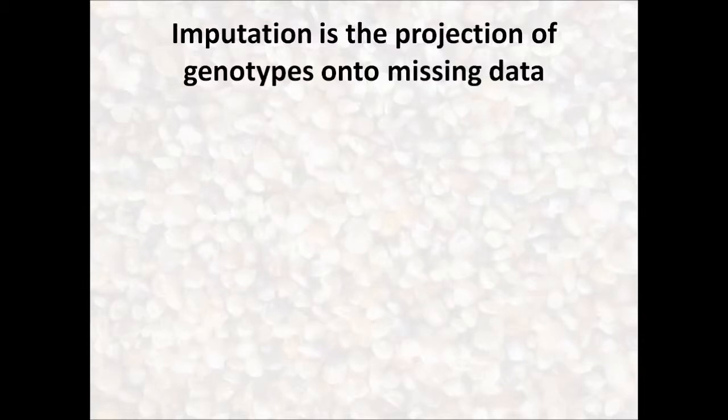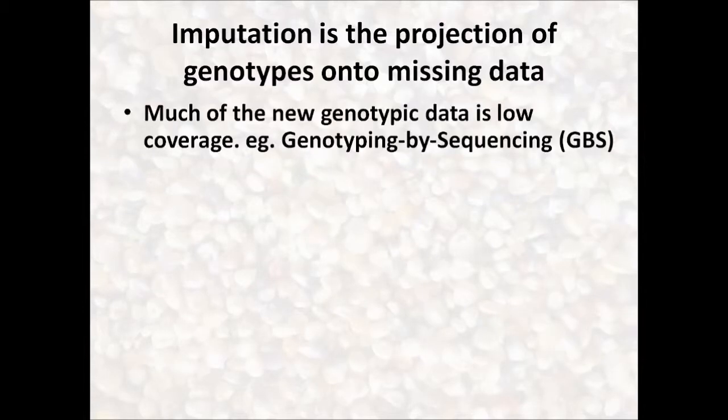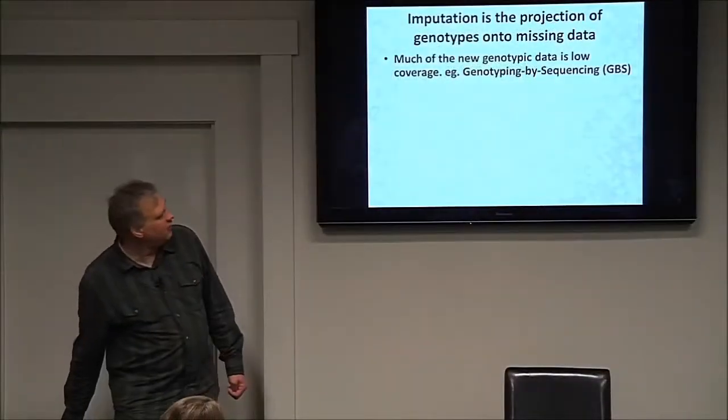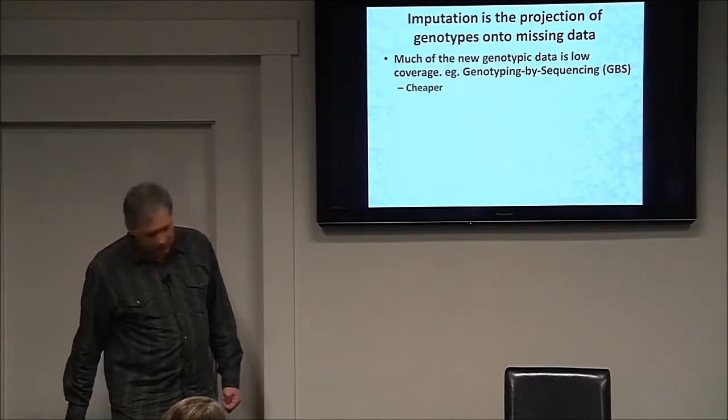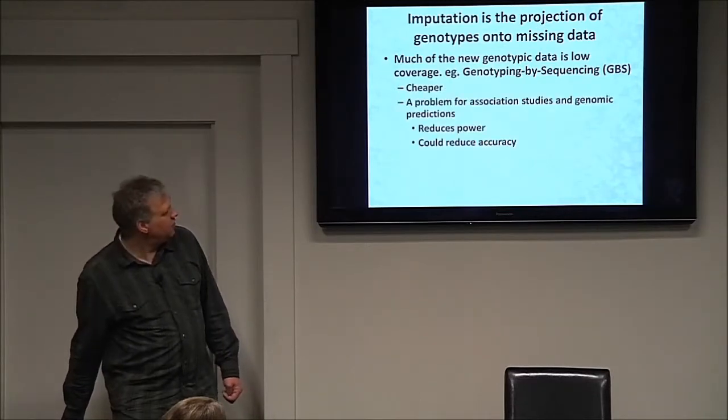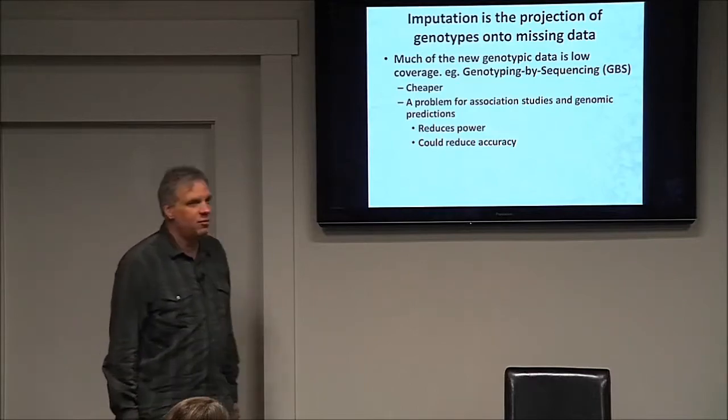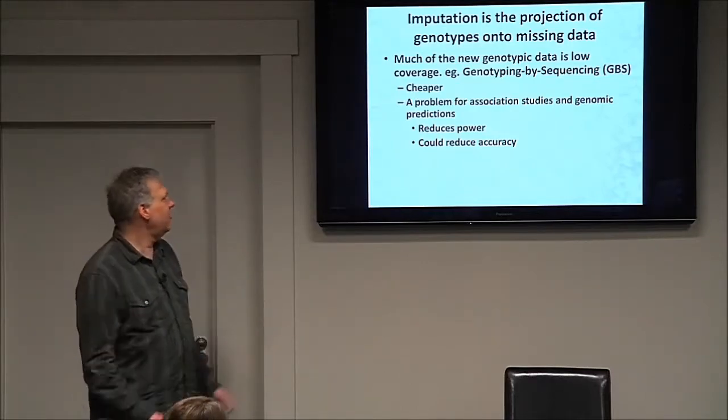So first, in general, imputation. Imputation is the projection of genotypes onto missing data, filling in the gaps. Now that we're doing genotyping by sequencing, we're producing lots of data with low coverage, especially when we use ApeKI as an enzyme. So there's a need for imputation that can handle data sets with lots of missing data. But doing it at low coverage is cheaper, so that's why we want to be able to cover lots of individuals at lots of markers.